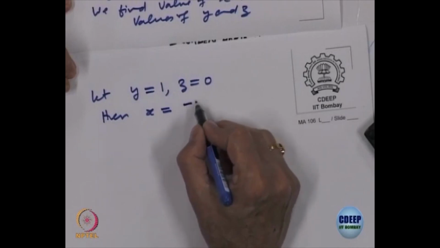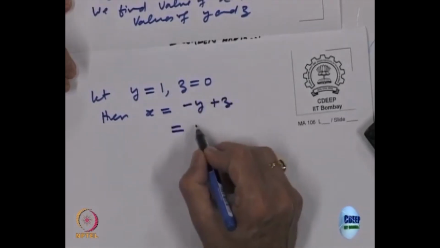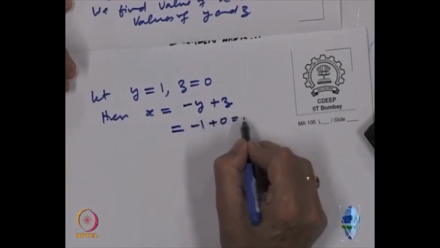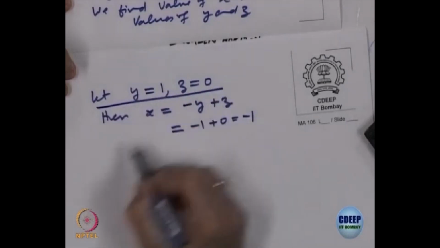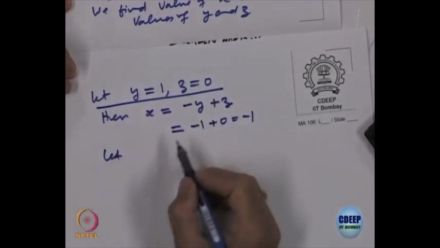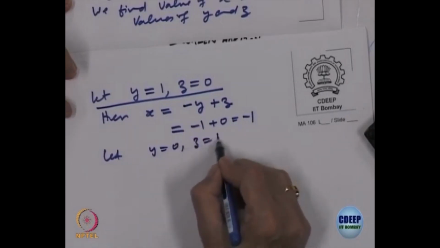So, what is y? So, x is equal to minus y plus z. What is that? Minus 1 plus 0, that is minus 1. So, that is for this one. Let us take another value. Let us take y equal to 0 and z equal to 1.